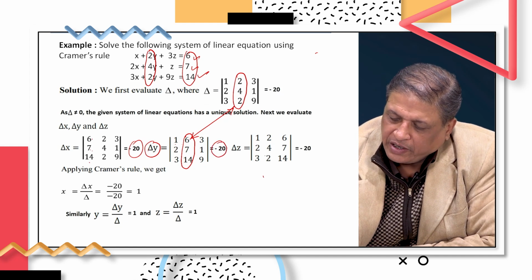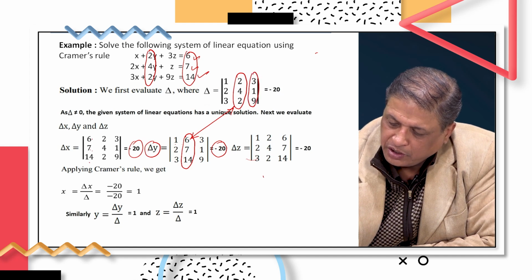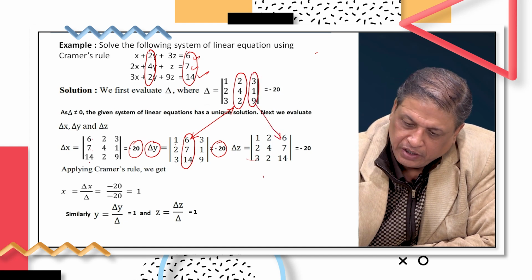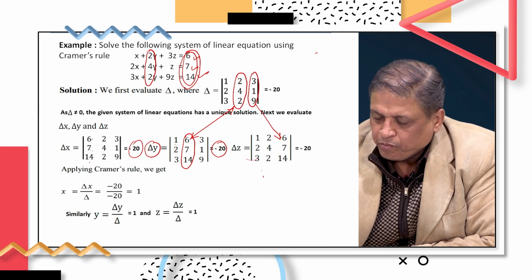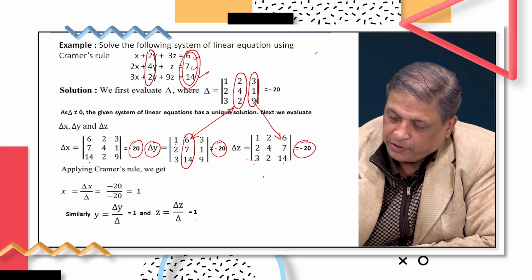Similarly, on the same line of action, for delta z, the values c1, c2, c3 are to be replaced by d1, d2, d3, and we will have a new determinant 1, 2, 6, 2, 4, 7, 3, 2, 14, and it again turns out to be minus 20.